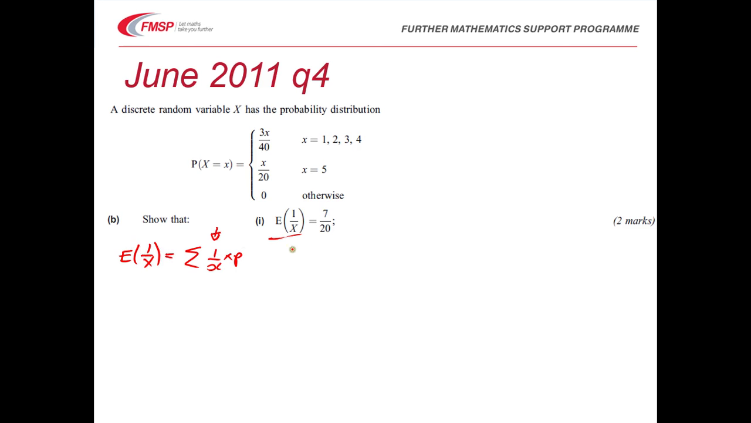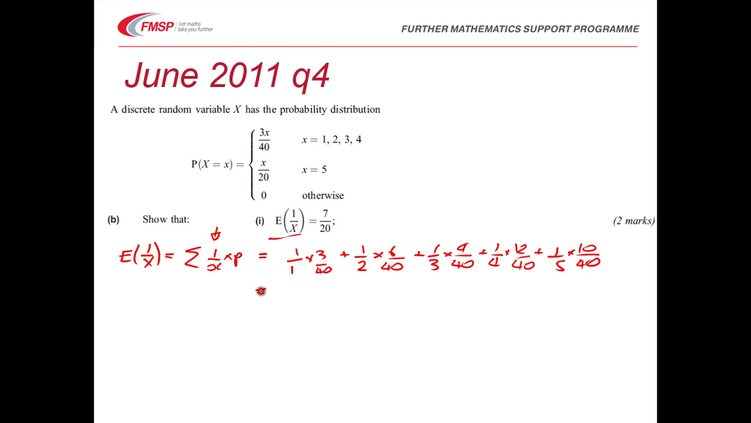So it's going to be reciprocals. So always demonstrate what's going on. So it's going to be 1 over 1 times 3/40, plus 1 over x, which is 2, times 6 over 40, plus 1 over 3 times 9 over 40, plus 1 over 4 times 12 over 40, plus 1 over 5 times 10 over 40.